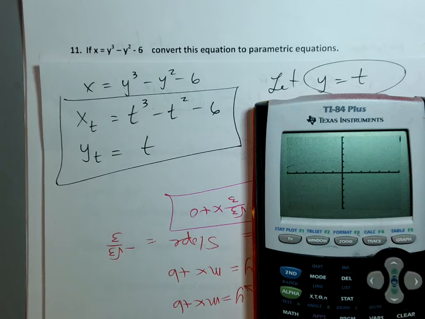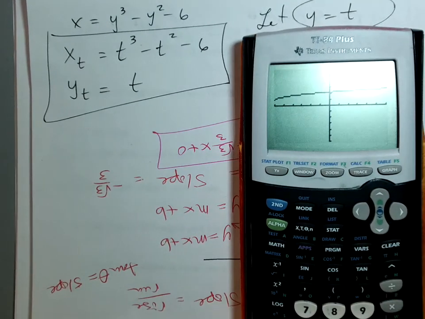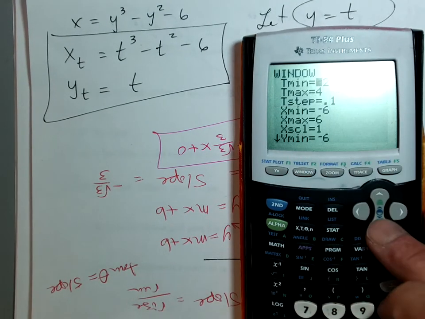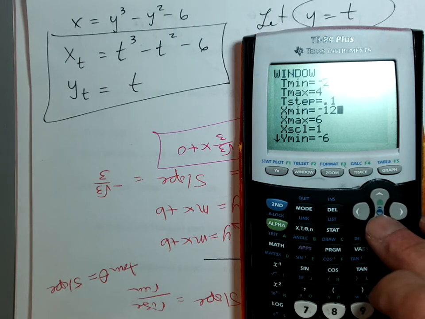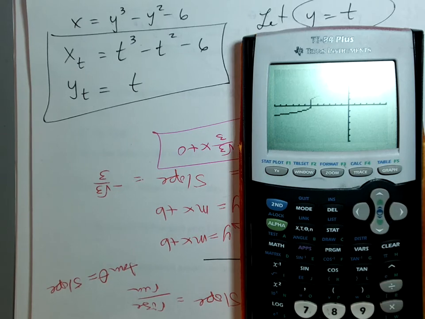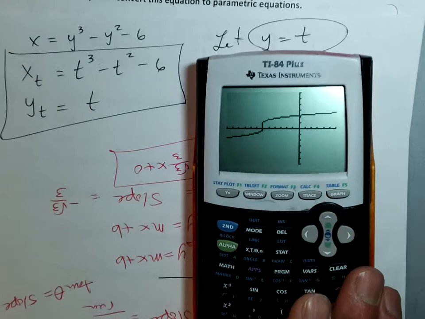If I graph it, you can't see it, so I need to see more, right? So I go back to my window and then you see more. Probably need to go more back on my y, so maybe negative 12 on my x's. Let me graph that. Oh, there we go. And that's what it looks like.